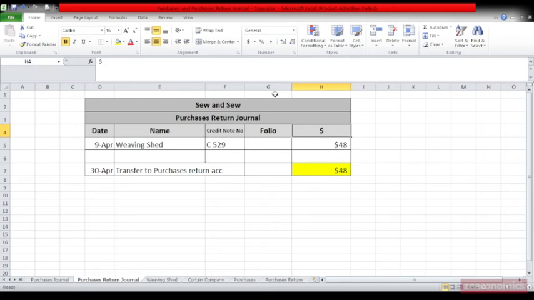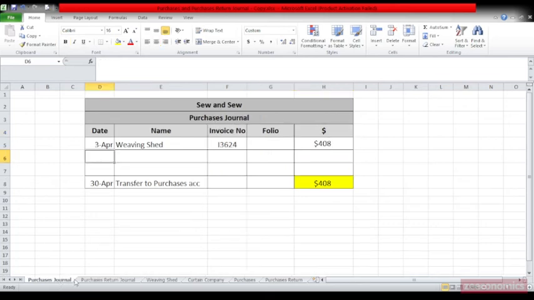Next, we proceed to the next transaction, 24th of April. Su and Su received an invoice for goods purchased on credit from the Curtain Company for $280 less 15% trade discount. Again, Su and Su made the purchases, this time from another supplier called Curtain Company. On the 24th of April, Curtain Company, the invoice number is I117, and the amount is $280, but less 15% of the discount.